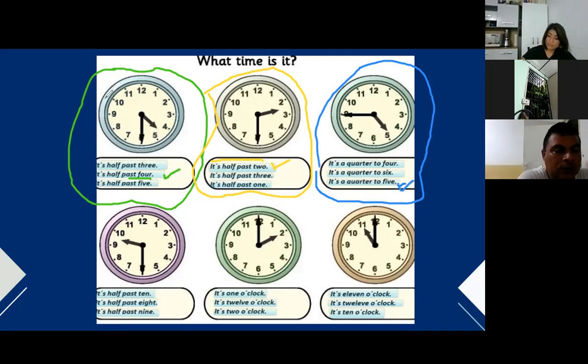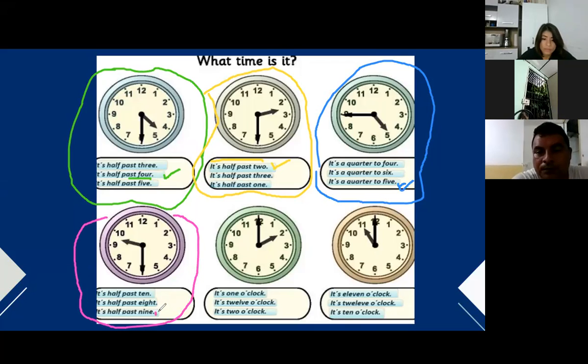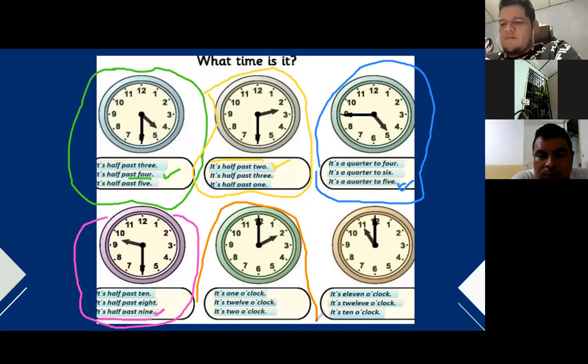Muy bien. Veo que pues tienen un buen dominio ya de este tema. We're gonna use the color pink. What about this one? What time is it? It's half past nine. Okay, muy bien. Entonces decimos que si ya son 30 minutos pasadas las 9 o 9:30. Yes, that's correct. Y esta que está por acá. It's two o'clock, right? Okay. It's 2 o'clock.